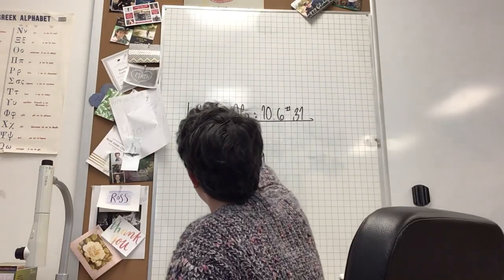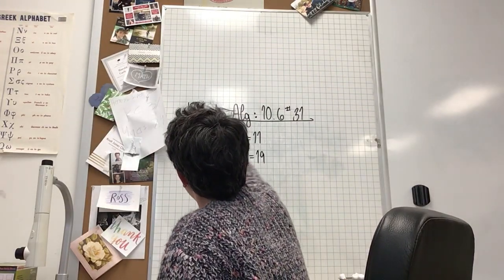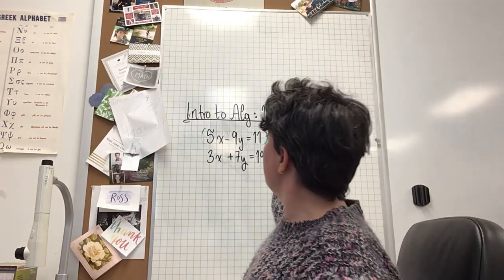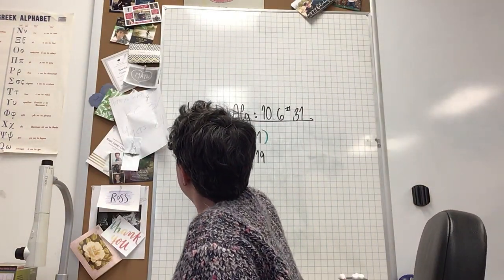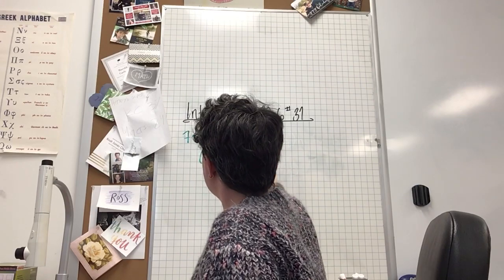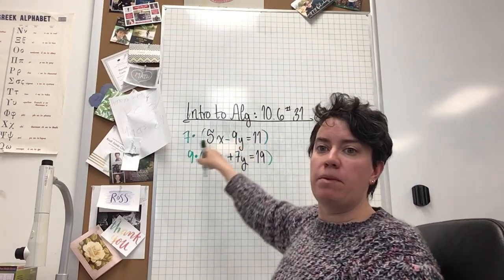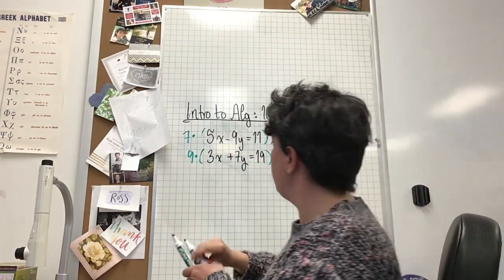So I'm going to make those two y's the same, and the easiest way to do that is just like with a common denominator. I'm going to multiply by the other so that they end up being the same. So the one with 9, I'm multiplying by 7. The one with 7, I'm multiplying by 9.